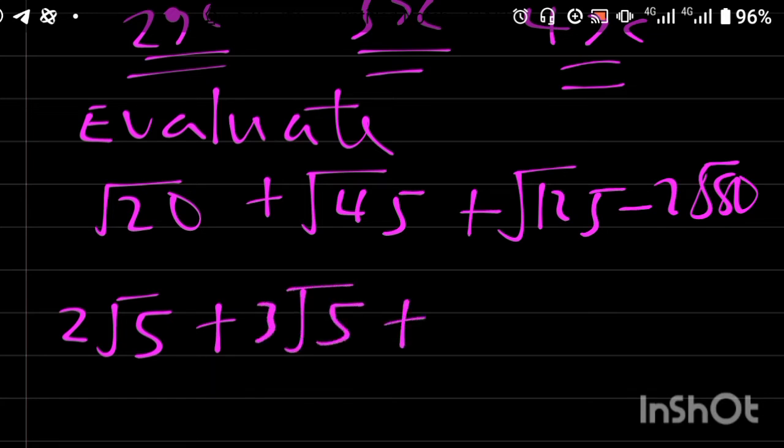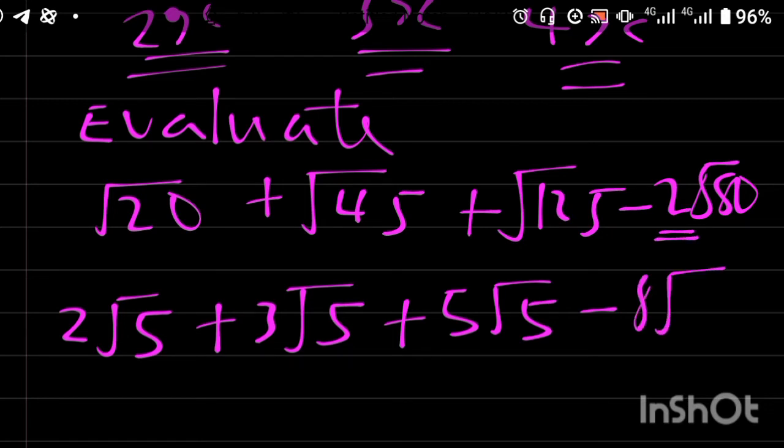Then plus my 125 is the same thing as 25 times 5, which is 5 root 5. Then minus my 80 is the same thing as 16 times 5, root 16 times root 5. Root 16 is the same thing as 4, but you use that 4 to multiply what we have outside already. Therefore, I'm going to have 8 root 5.